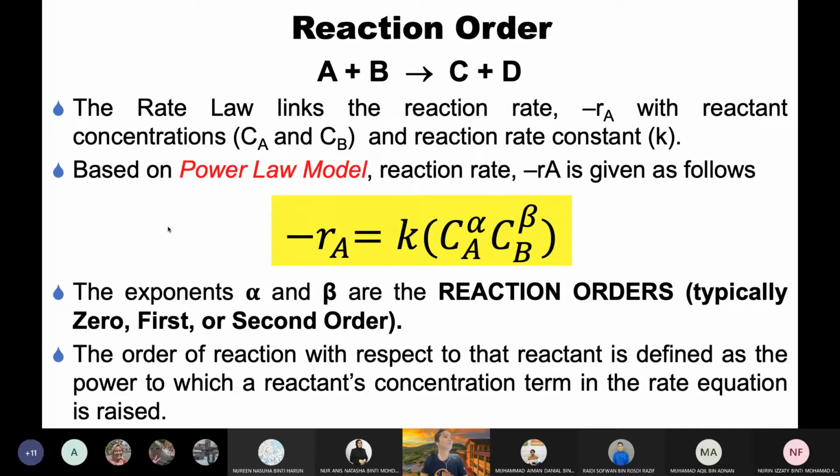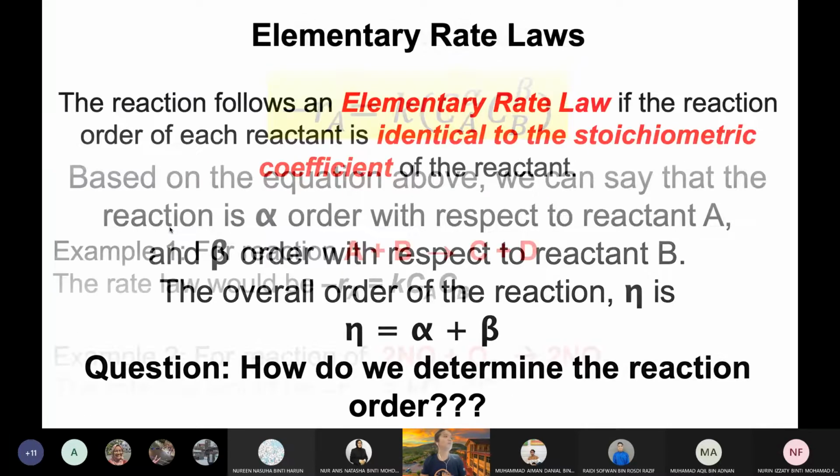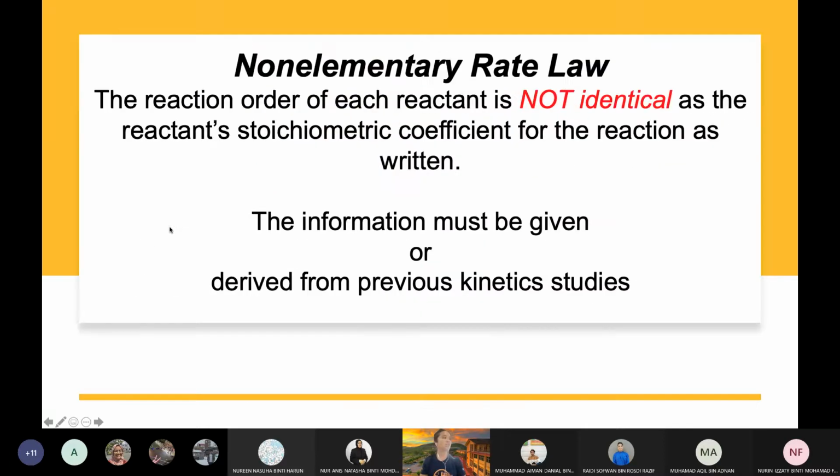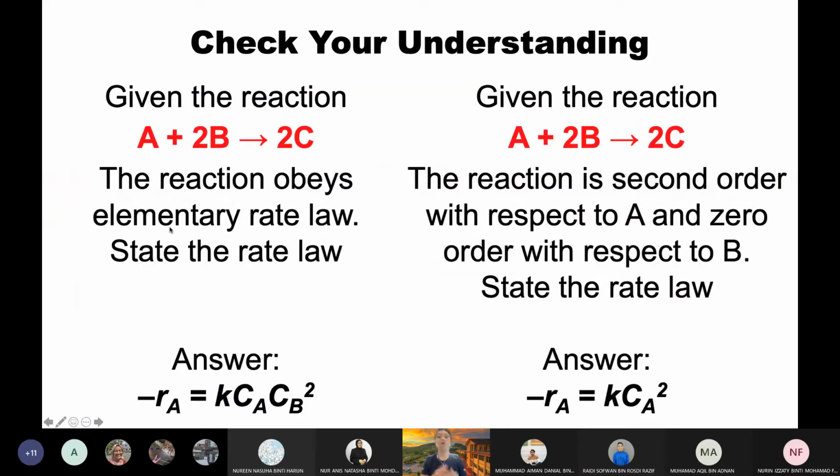Okay, then after that, we also determine how do we know the reaction order. Okay, macam mana kita nak tahu reaction order with respect to the reactant in the rate law. Okay, so to determine the reaction order, it depends whether the reaction follows elementary rate law or the reaction is non-elementary rate law. Means dia tak follow rate law. Dia tak follow elementary rate law. So what does this mean?